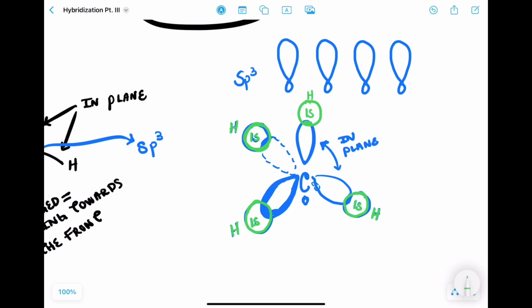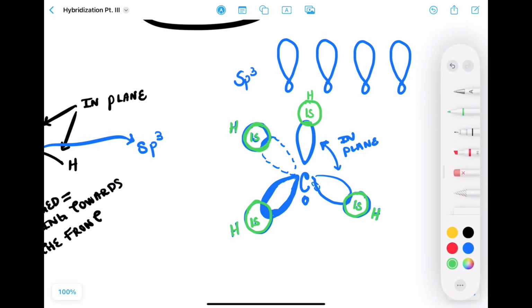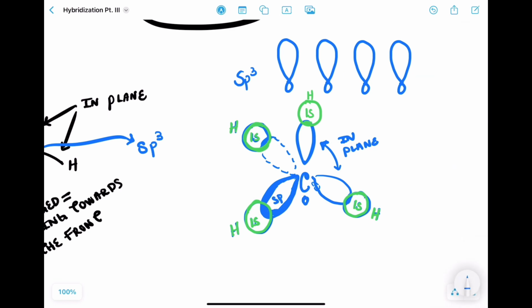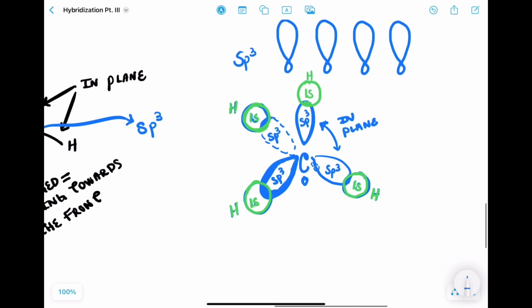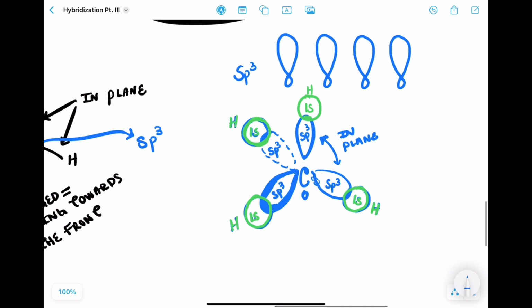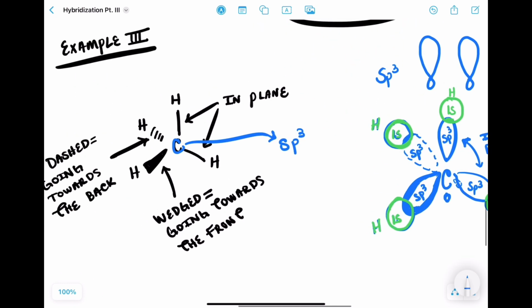And so again, we have the dashed ones going towards the back, the really thick wedged sp3 hybridized orbital going towards the front. And so I'll draw sp3. There we are. And so we fill in inside the orbitals what type of hybridized orbital it is. Note that I drew sp3 within the orbital. And so if we take a look at what we have so far, this will be the hybridization of the molecule. So let's do another example.